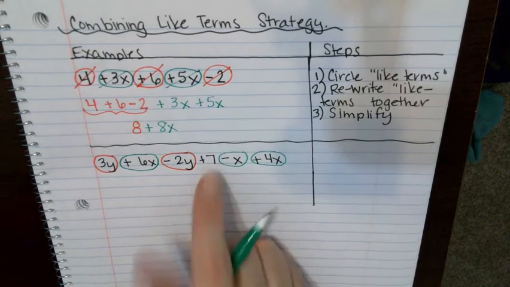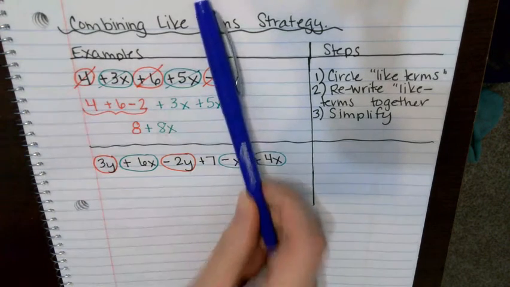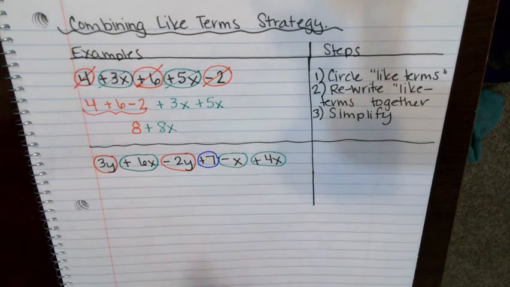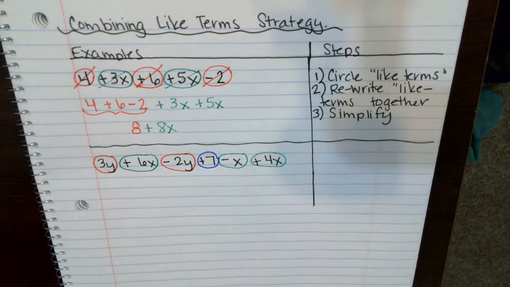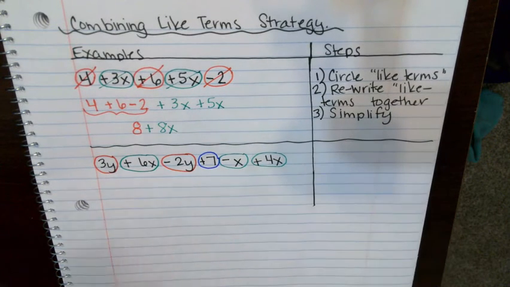I still have one other term that is unlike the others. So I'm going to grab a different color. I'm going to grab blue, and I'm going to circle my very last term. It doesn't have anything else like it, but that's okay. So that was our first step. Now we have to rewrite the like terms together.